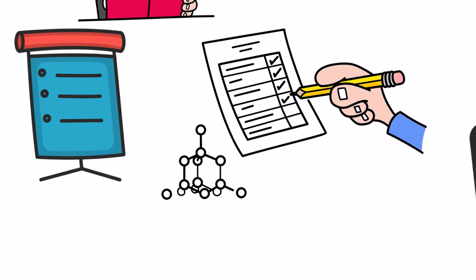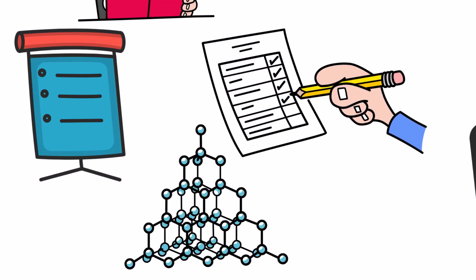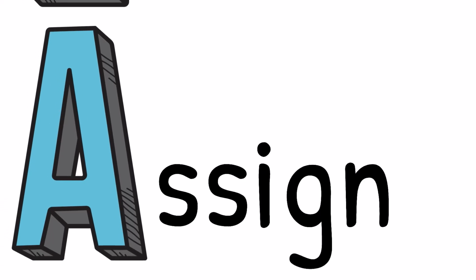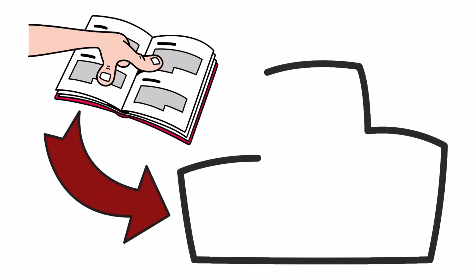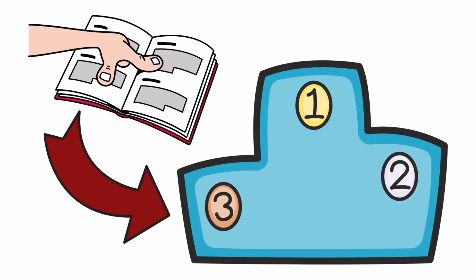L stands for list. Next, they list main ideas and details using a graphic organizer, like the frame sheet, to visually gather and structure their content. A stands for assign. Students then assign numbers to order their main ideas and details logically. This critical step ensures a smooth, sensible flow for the reader.